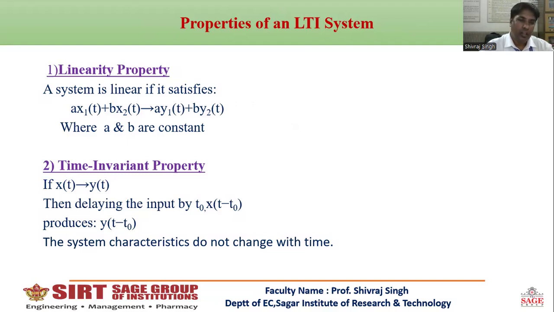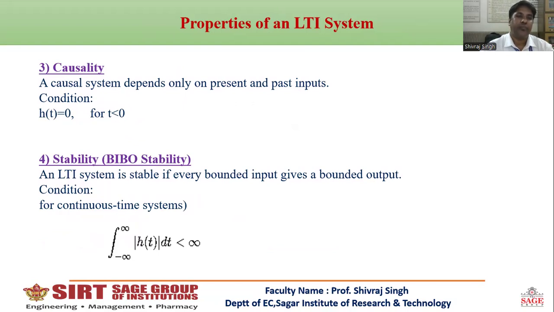That means in the time invariant property, the input output characteristics do not change with respect to time. Third one, causality. An LTI system is said to be a causal system if it depends only on the present and past values of input. Condition for causality: h of t equal to 0 for t less than 0. That means the system is defined only for positive values of t. For negative values of t, the impulse response of the LTI system must be equal to 0.